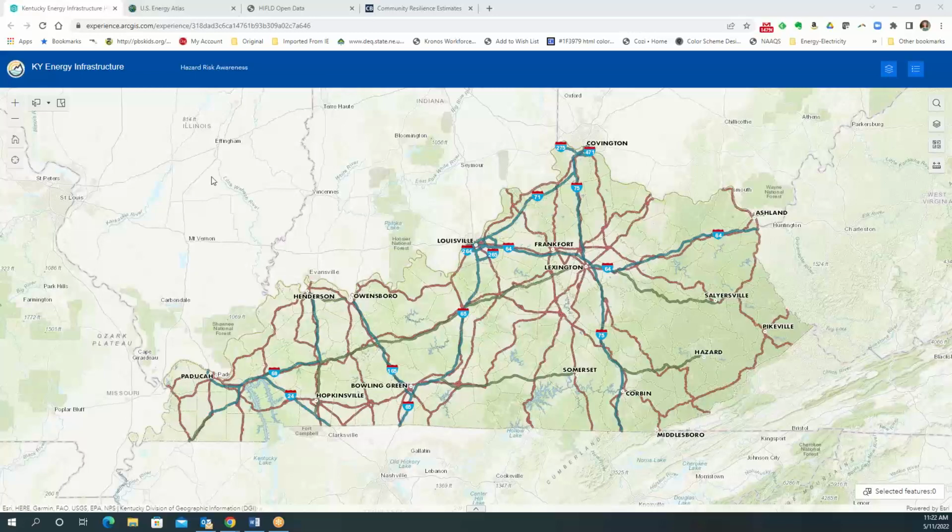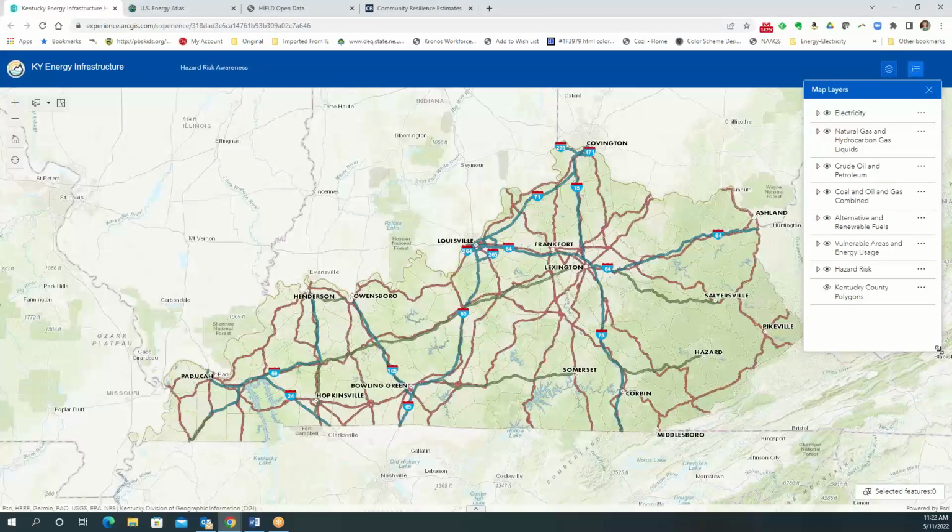You'll see here just the base map of Kentucky. I don't have any of the layers turned on yet. Here at the upper right-hand corner are the map layers. And you can see we have our energy infrastructure broken down by electricity, natural gas, hydrocarbon liquids, crude oil, petroleum, coal, and oil and gas data sets that are combined, alternative and renewable fuels. And then later on, we'll talk about our vulnerable areas and energy usage data, as well as get into our hazard risk.